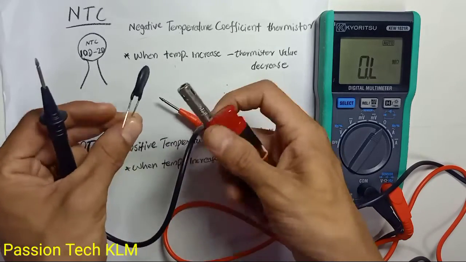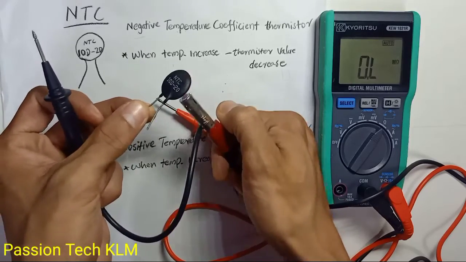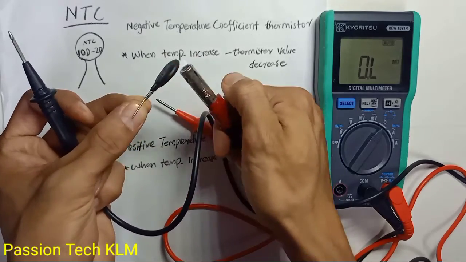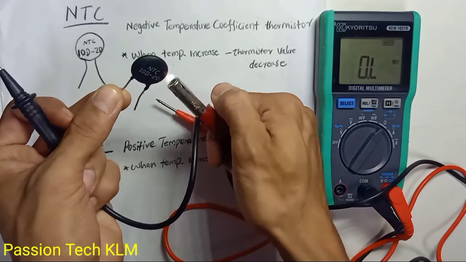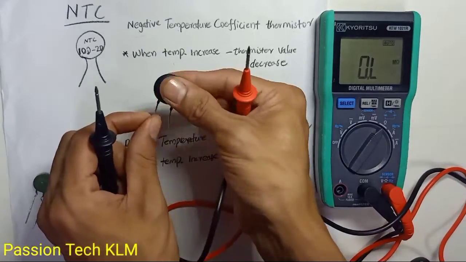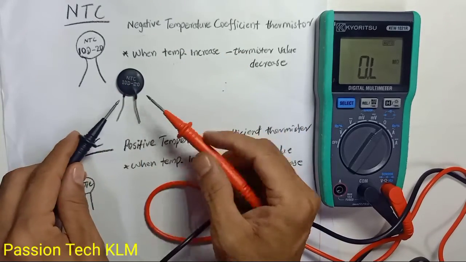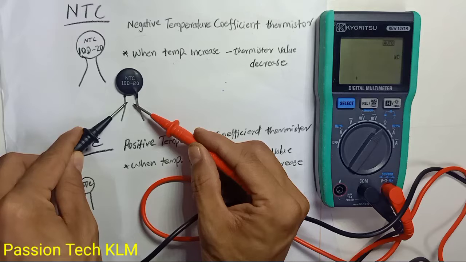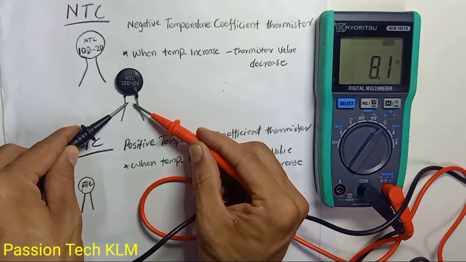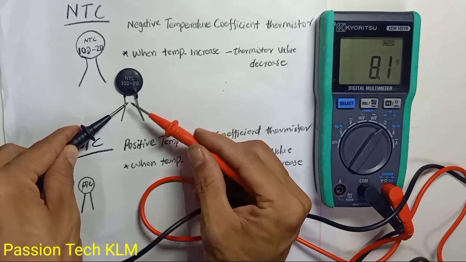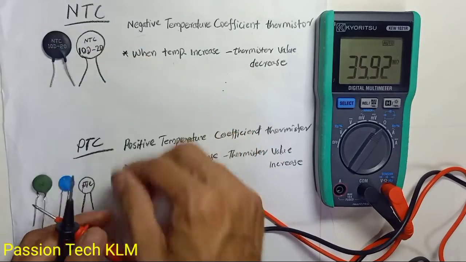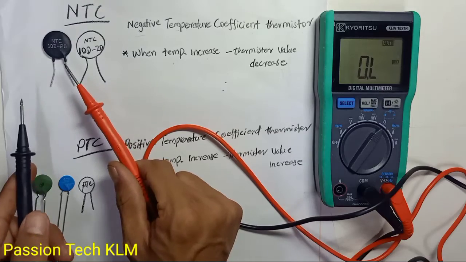I'm going to use a lighter. This is quite a big size, so this won't decrease the value so fast. So now it's a little bit hot, just a little bit hot, so we can see the value. Okay, now we have the reading is 8.1 ohm. So if the thing is getting hotter, then the value will decrease more. And this is how NTC works.